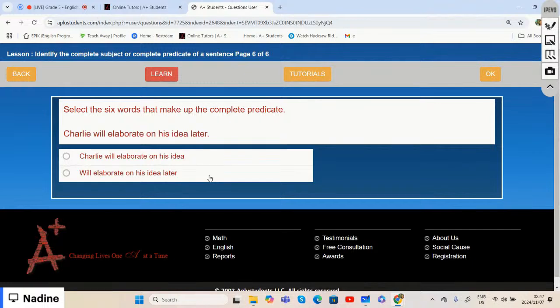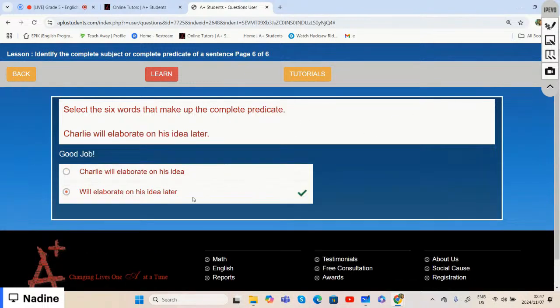All right. If we were to select our predicate, then we will say will elaborate on his idea later. Remember, not the subject, the predicate. The predicate is basically the action that is being done. Here they say the complete predicate, right? So we'll go with option two.